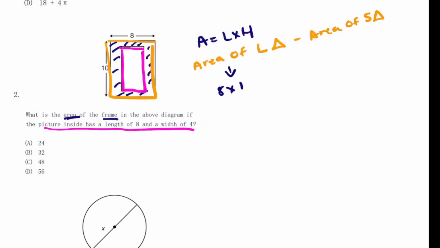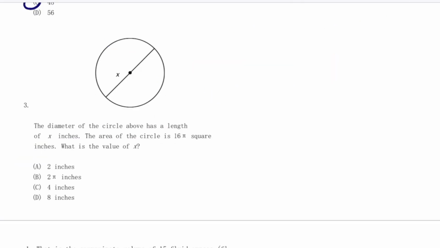So let's calculate it out. So area of the larger square is going to be 8 times 10, which is 80, minus the area of the smaller square is 8 times 4, which is going to be 32. And that is going to give us a final answer of 48. So that is going to be C.